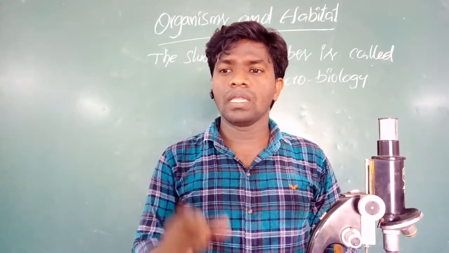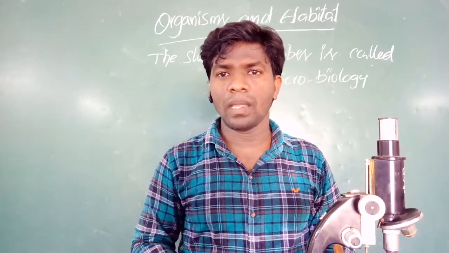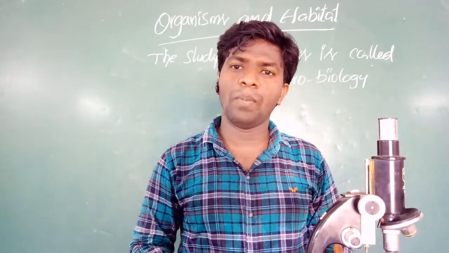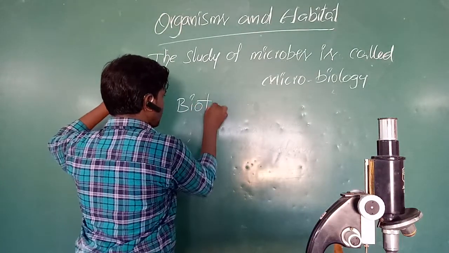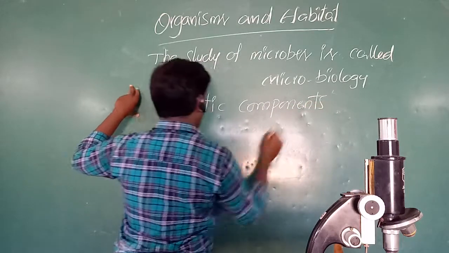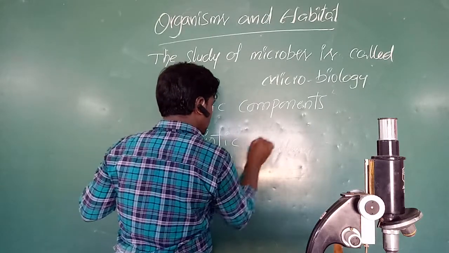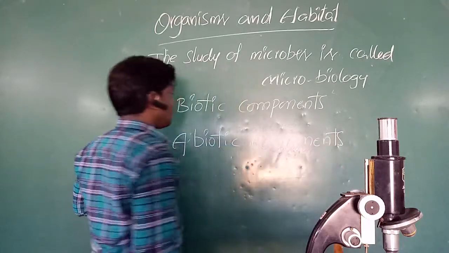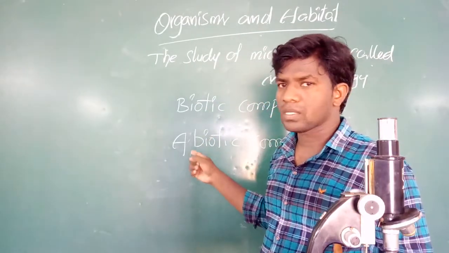I am telling you, living things are biotic components. Living things are nothing but biotic components. Non-living things are abiotic components. So living things, biotic components; non-living things, abiotic components.